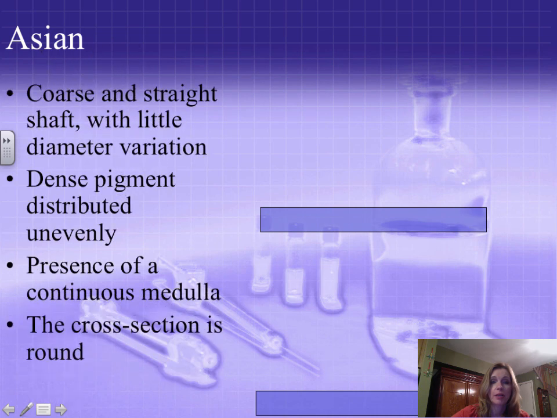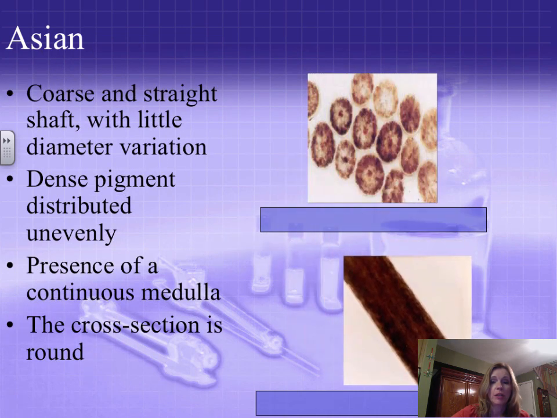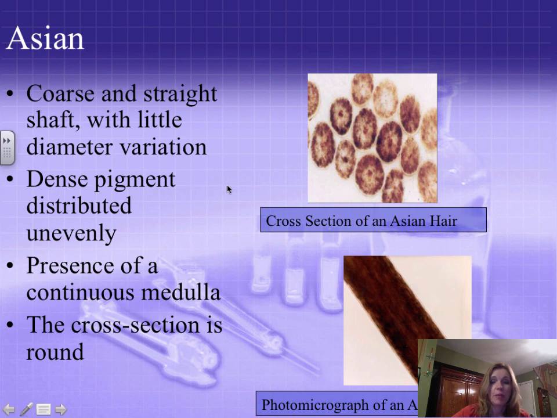Okay, next is Asian. Asian hair tends to be very coarse and straight. Diameter doesn't vary too much, and again, unevenly distributed pigment. Usually a continuous medulla, and cross-section is more round.